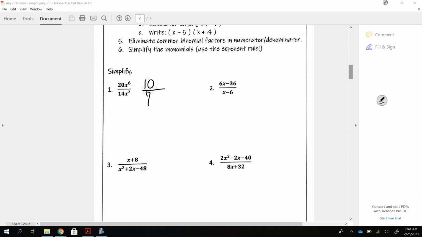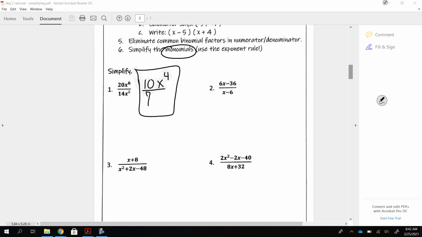All right? Now, we just do the exponent rule. This is what a monomial is. Simplify the monomial, okay? This is a monomial. So x to the 6th divided by x to the 2nd on the bottom. We have x to the 4th, just like I showed you up there. And that's it. We're done. That is the simplest form.